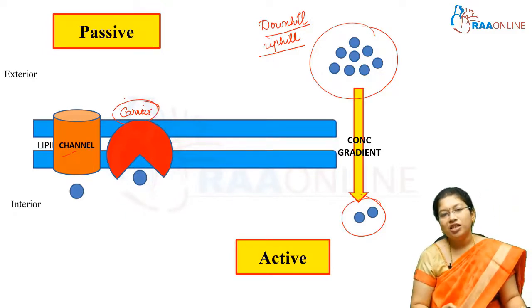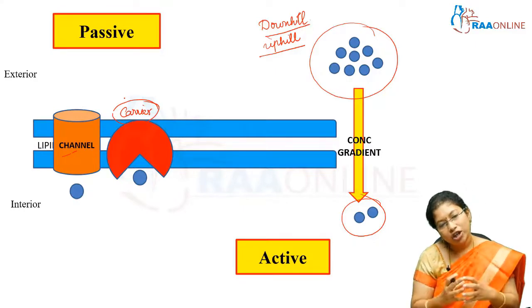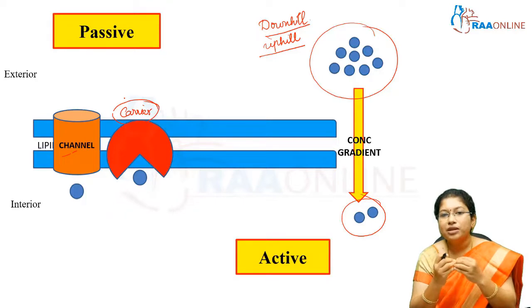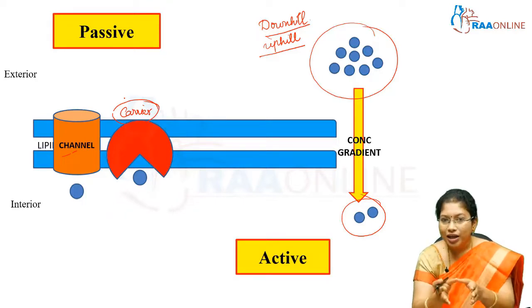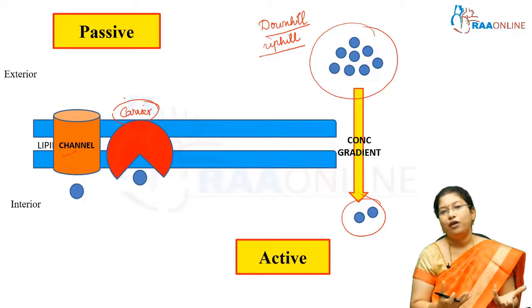A channel may be a transmembrane protein, whereas a carrier protein may be a peripheral protein, which is seen on the exterior of the surface. When the molecule attaches, it undergoes a conformational change and it expels the molecule to the interior and then goes back to the original position. So, the carrier may be a peripheral protein.